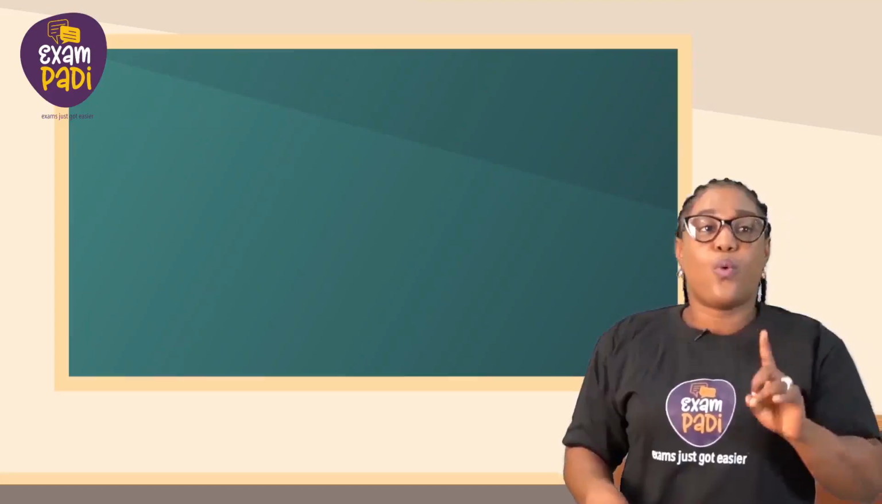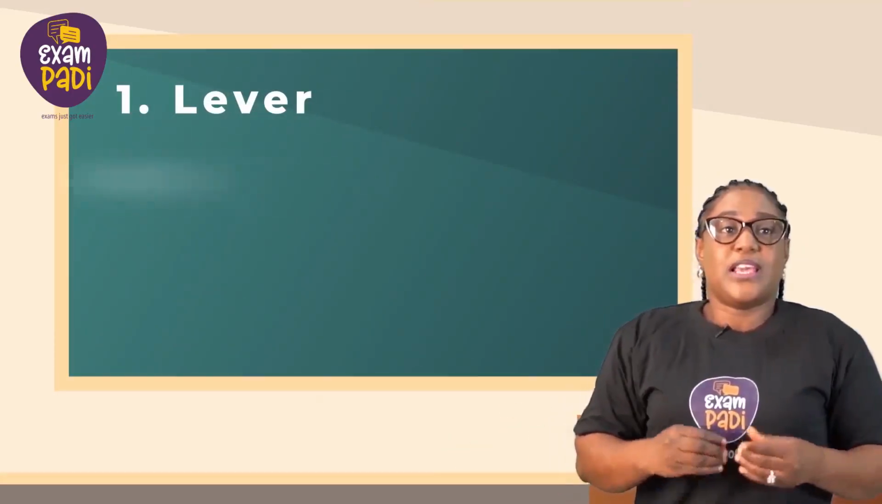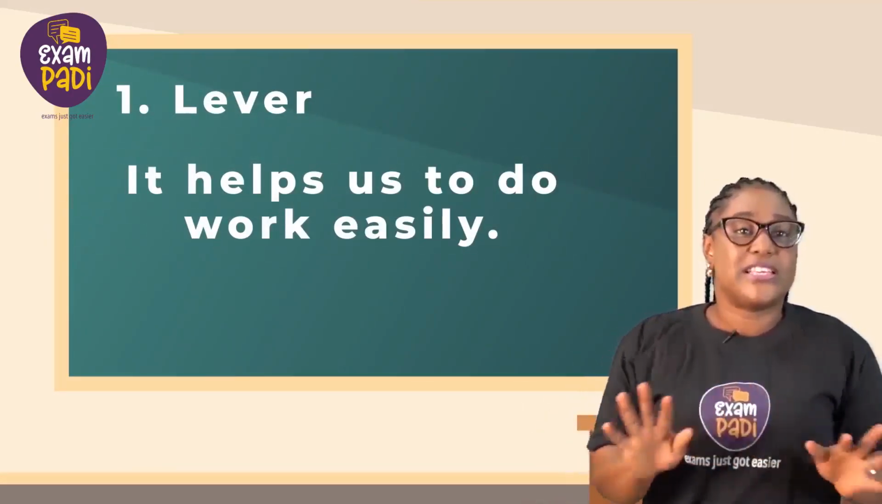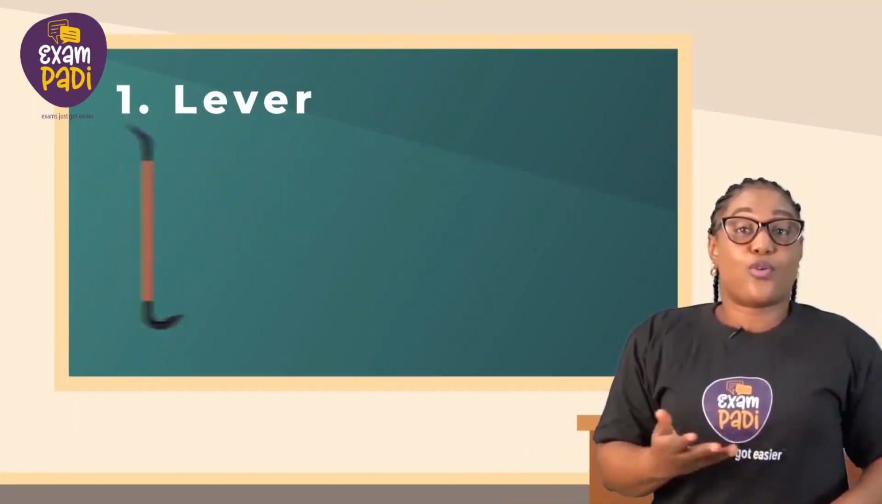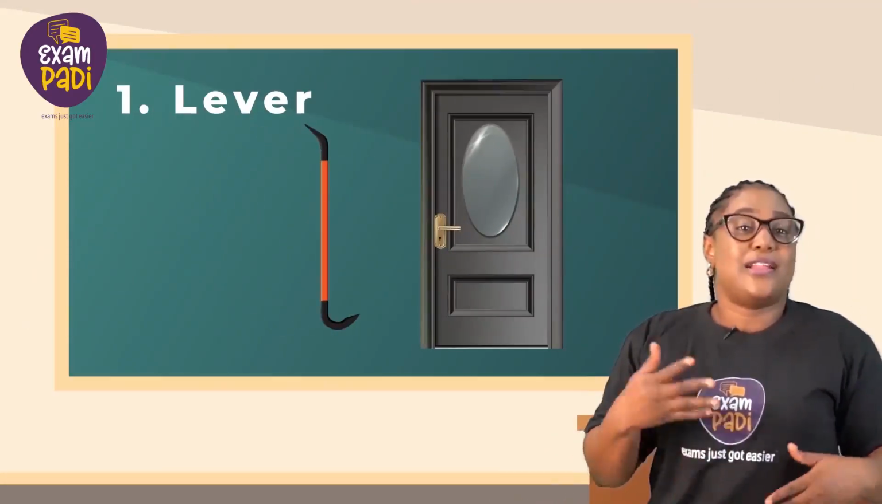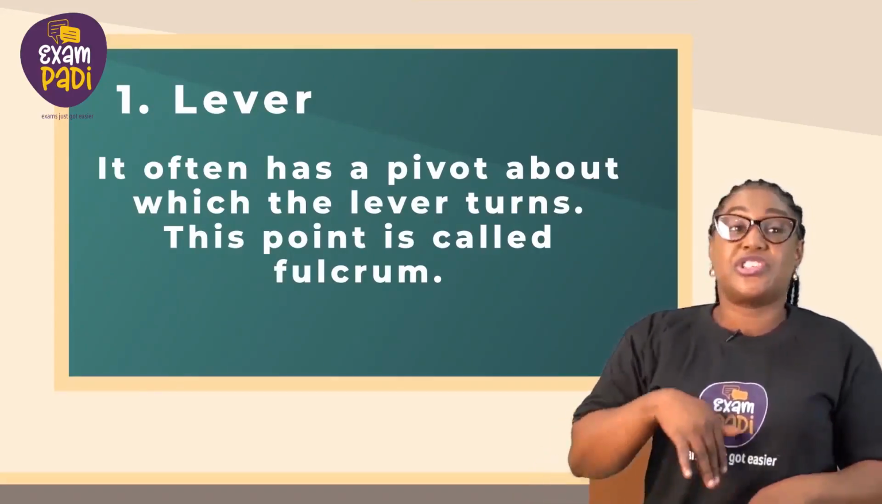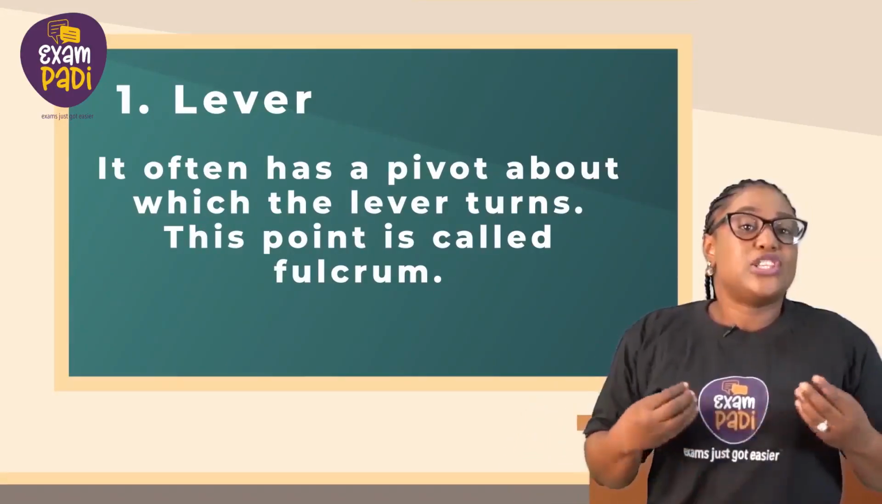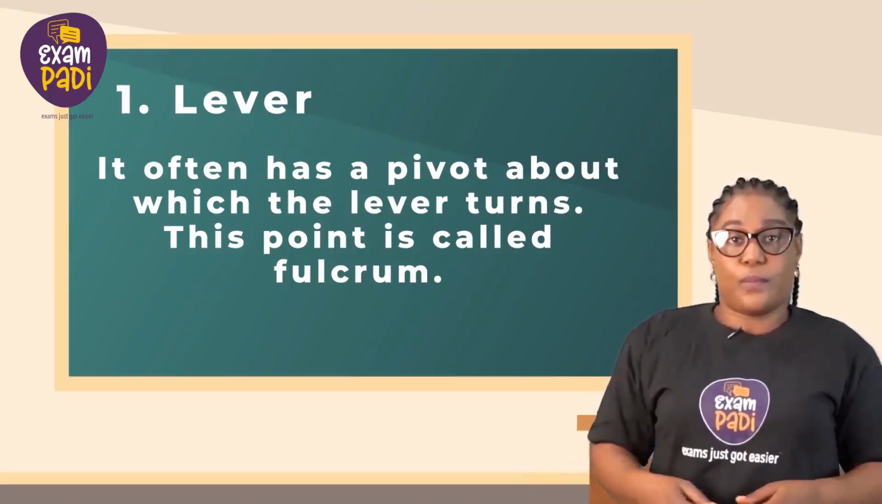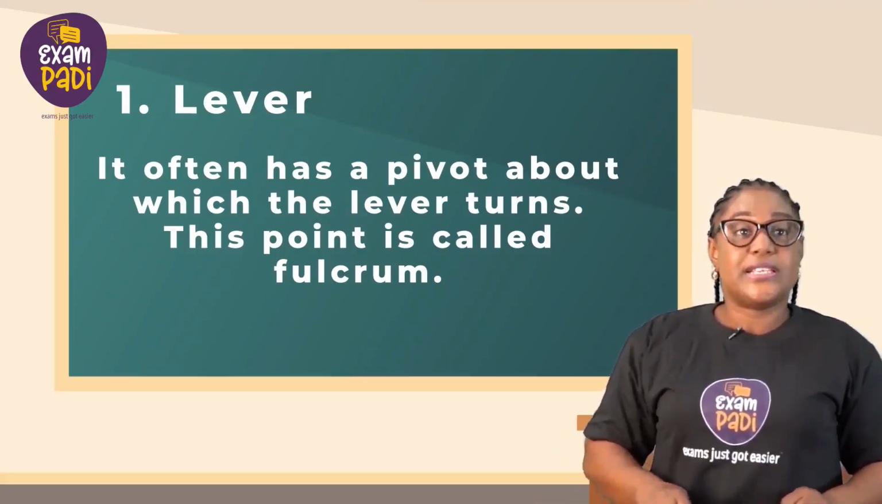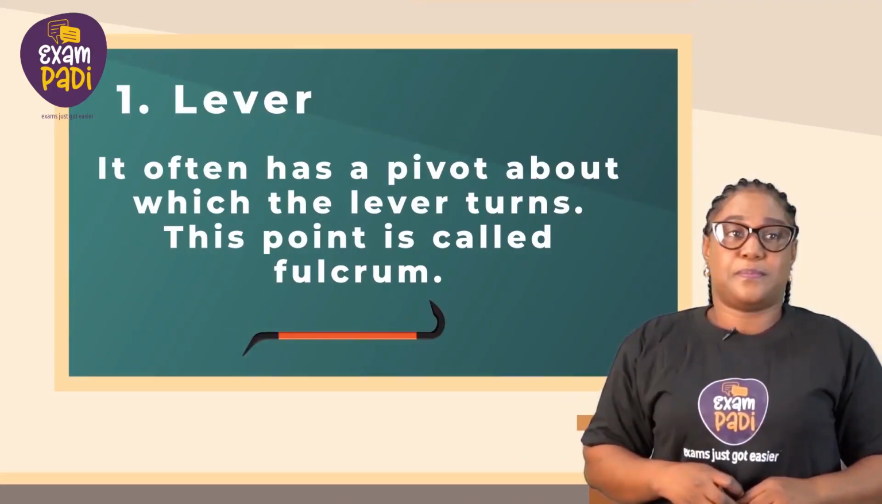This includes 1. The lever. It helps us to do work easily. Examples are the crowbar, the doorknob, and so on. It often has a pivot about which the lever turns. This point is called the fulcrum. An example is the crowbar.